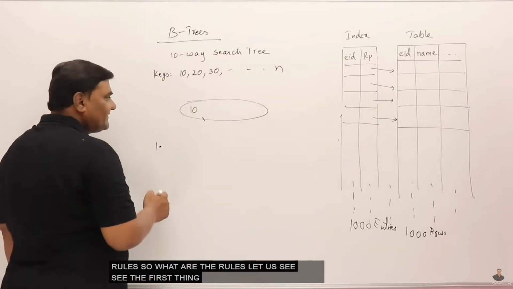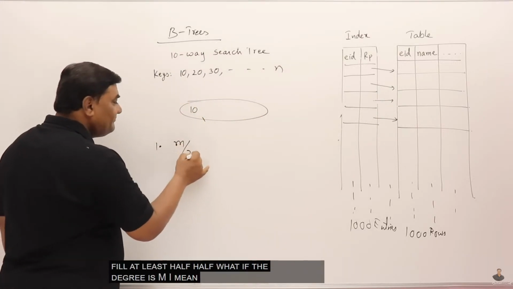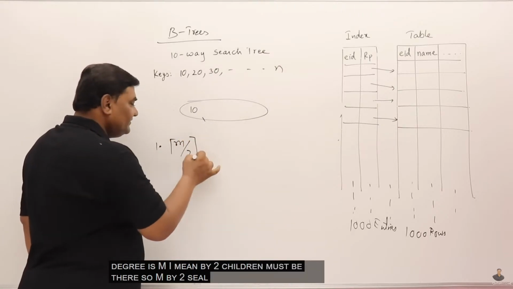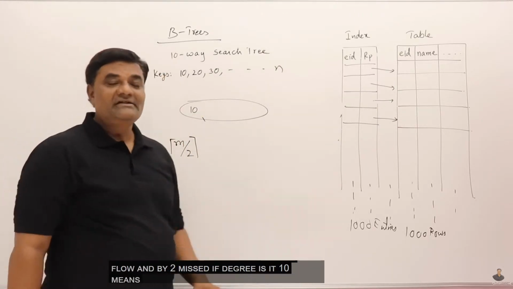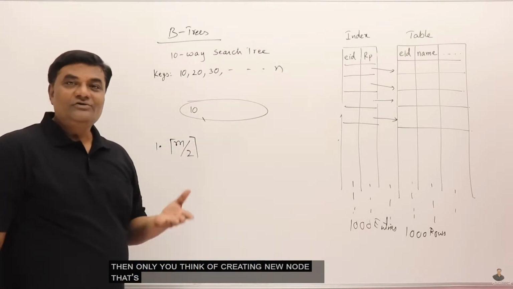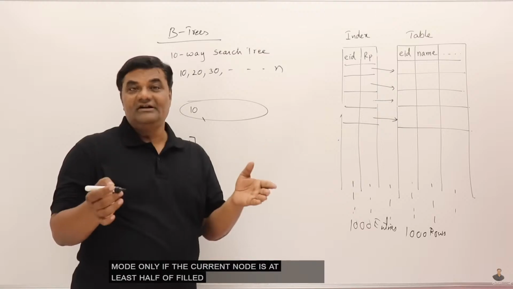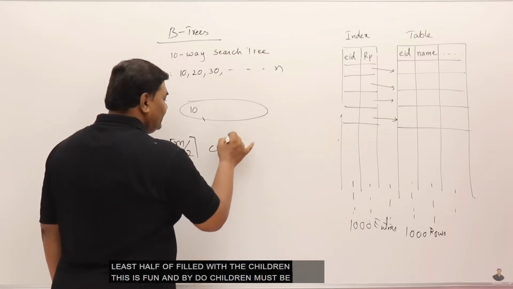Let us see. The first thing: every node must be filled at least half. Half of what? If the degree is m, then m by 2 children must be there. The ceiling value of m by 2 is taken, not the floor. It means if the degree is 10, then 5 children must be there for a node. Only then do you think of creating a new node. That is to control the height of the m-way search tree. This is the rule. You can create a next node only if the current node is at least half filled with children. M by 2 children must be there.